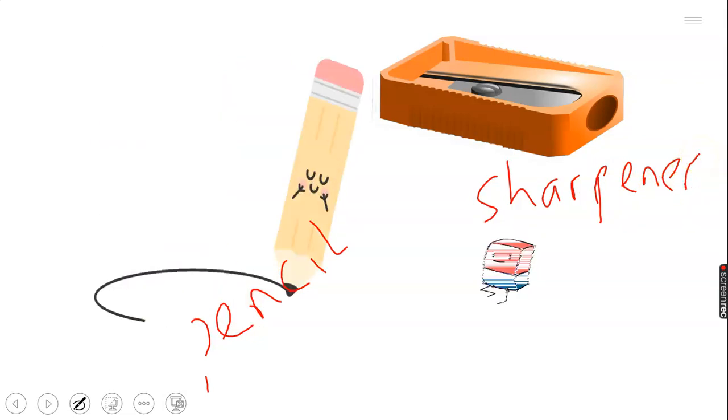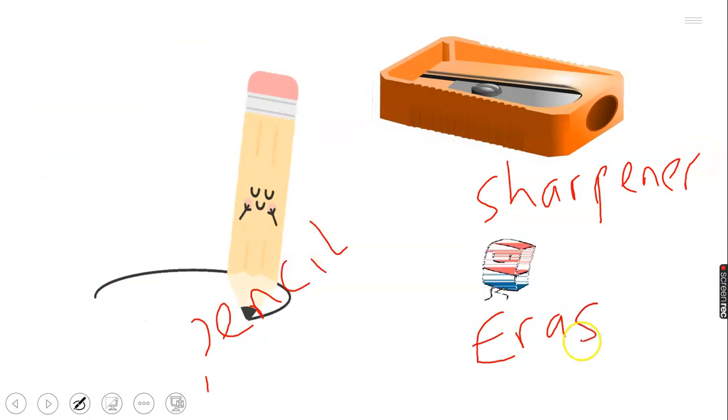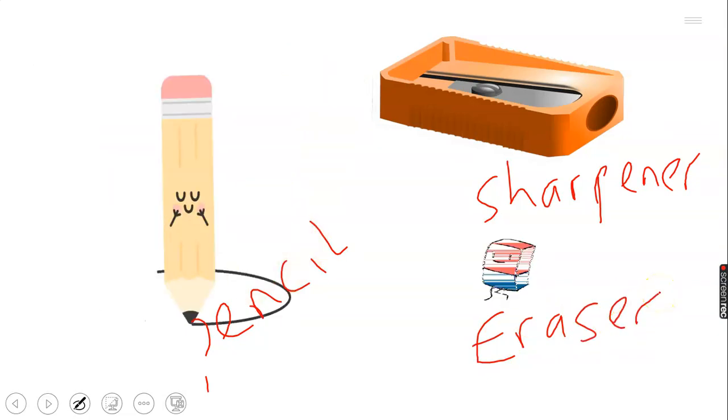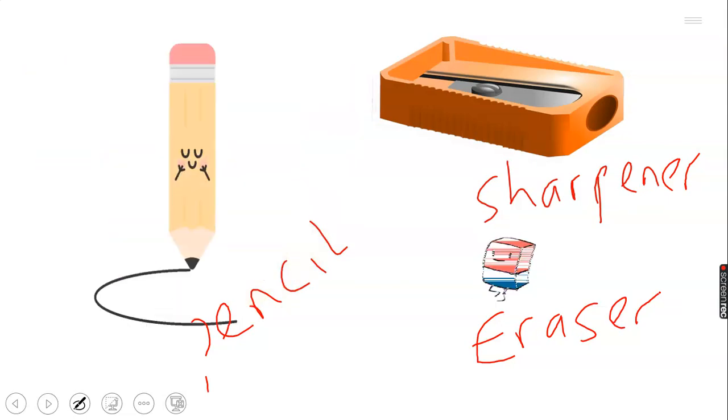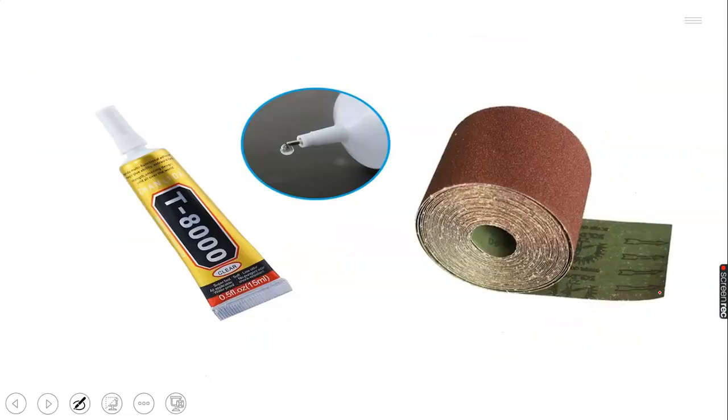And we have what? Eraser. Yeah, they are all drawing materials. When you use your eraser, the part you have used out of the eraser is gone. That's why it's consumable. Sharpen your pencil, the part you sharpen out is gone. It's consumable. Now we have adhesives.